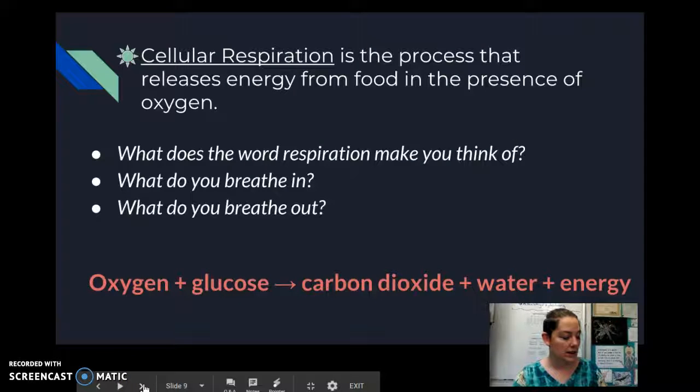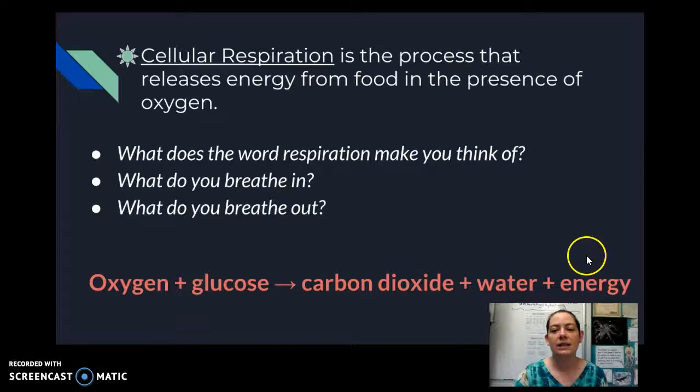Alright, moving on. So we're on the last couple questions on our note guide. Cellular respiration is the name of the process that releases energy from our food, and it requires the presence of oxygen. So cellular respiration, kind of a big word. What does the word respiration make you think of? Normally, if I hear respiration, I think breathing in, right? So breathing is also called respiration, and that's because they're related.